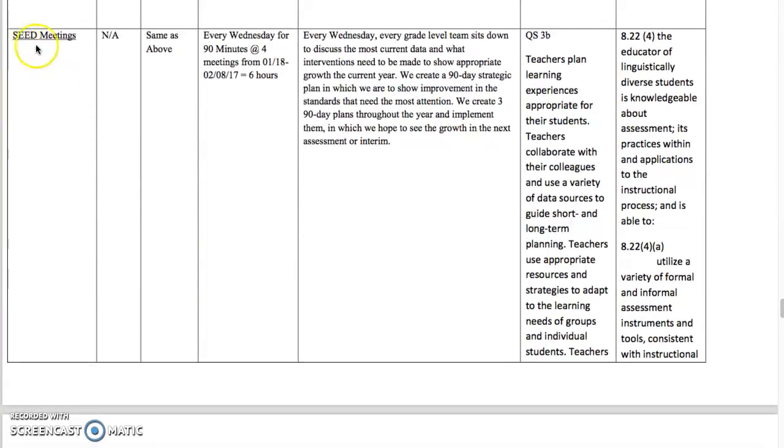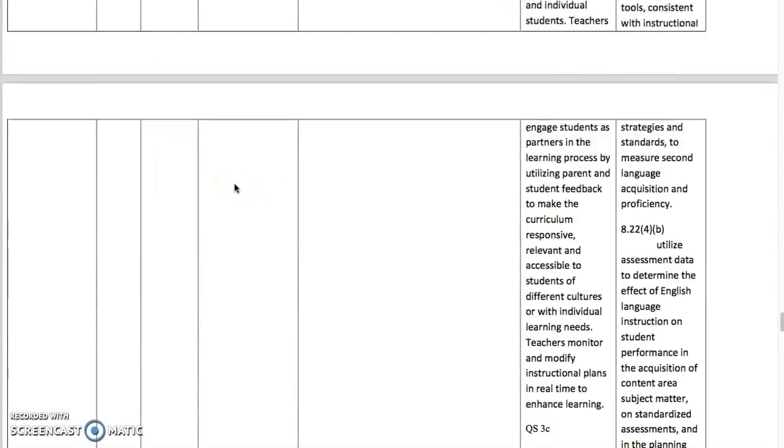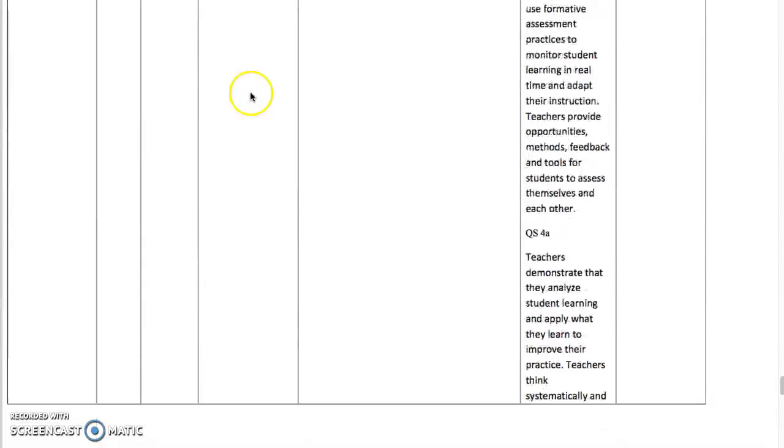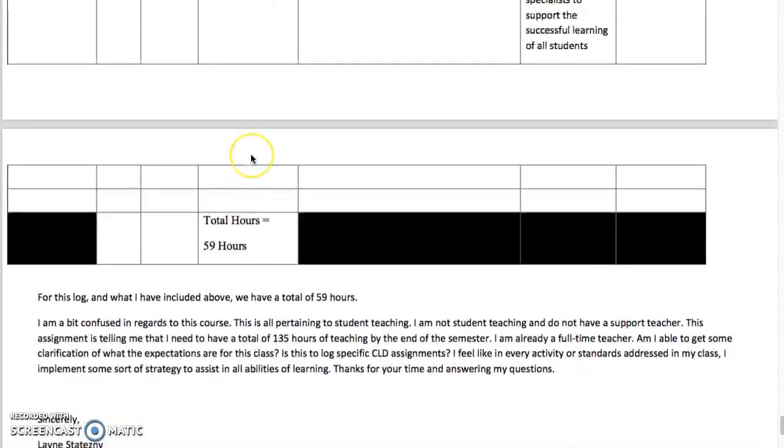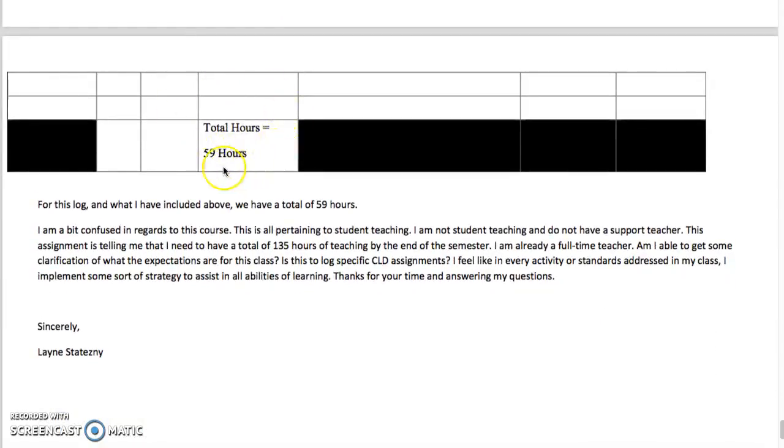And then here I incorporated our seed meetings, which is our weekly team meetings. And again, you can look here to see how many hours were put in. This is how I was able to become a better CLD instructor, by using the seed meetings. And then at the bottom of every page, it has the total of how many hours were inputted. So as you go through each of these documents, it's the same format, but you can see how many hours I put in and how I affected the CLD students and what I did to become a better instructor.